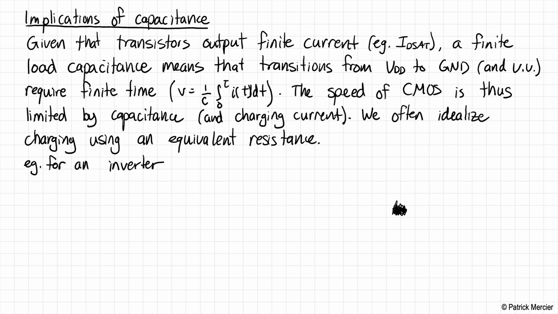Okay, so again, we have our inverter. Looks something like this. So we can go ahead and represent this circuit as the following simplified circuit. So we represent a transistor with a switch and a resistor.